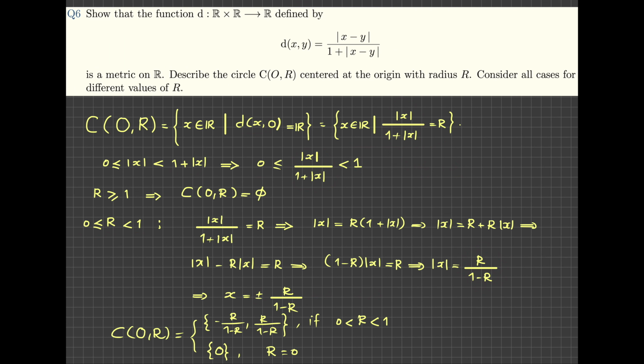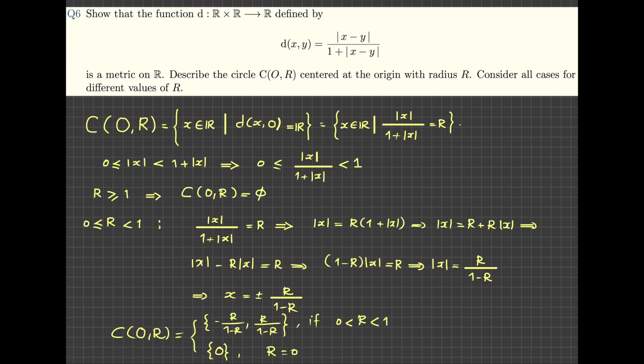If R is greater than or equal to 1, this is the empty set. If R is equal to 0, COR only contains the number 0, okay? Because this is the set of real numbers, so this is not O, this is 0. And then if R is strictly between 0 and 1, then my circle consists of exactly two real numbers. One of them is R over 1 minus R, the other one is the negative of that number. So here the problem is solved.